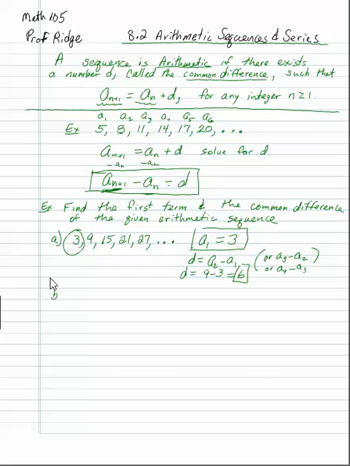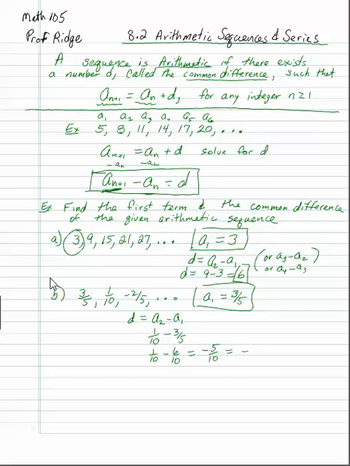Okay, so it's pretty straightforward, nothing fancy here. So what if we had this one? 3/5, 1/10, negative 2/5, and so on. So a sub 1, the first term, is 3/5, and d is going to be a sub 2 minus a sub 1, which is 1/10 minus 3/5. So that would be 1/10 minus 6/10, which is negative 5/10, which is negative 1/2.